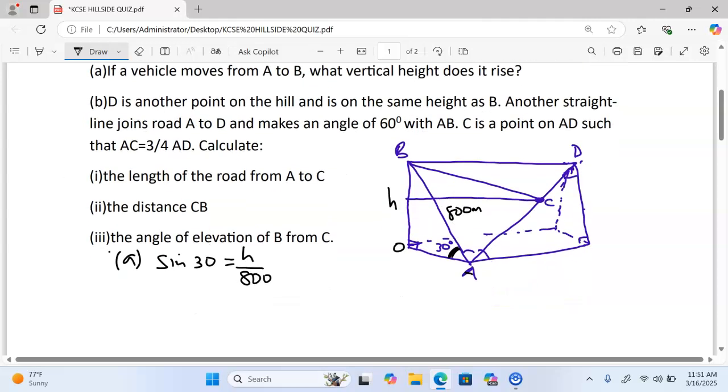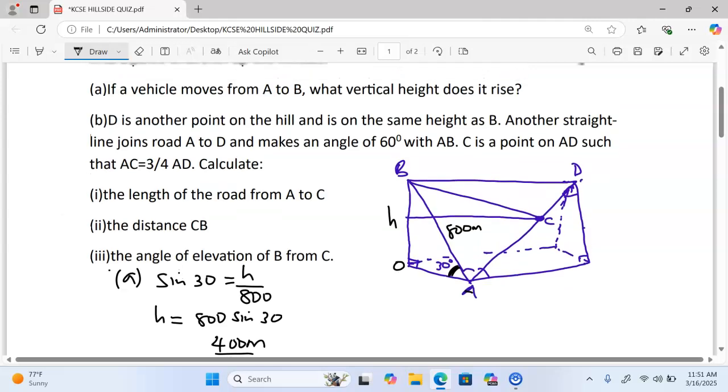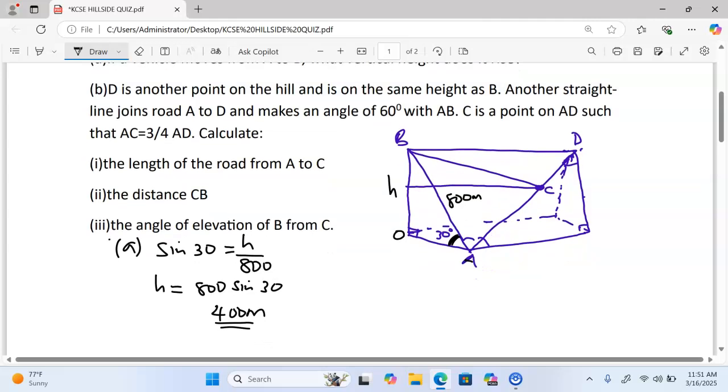To get our height, we multiply both sides by 800, such that h is 800 multiplied by sine of 30 degrees. Sine 30 is 0.5, times 800, giving us exactly 400 meters as the vertical height through which the vehicle rises.